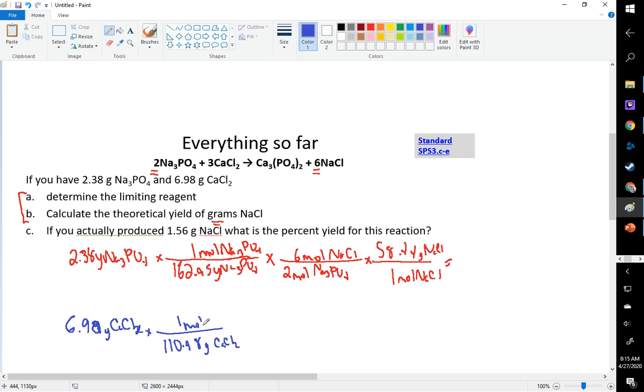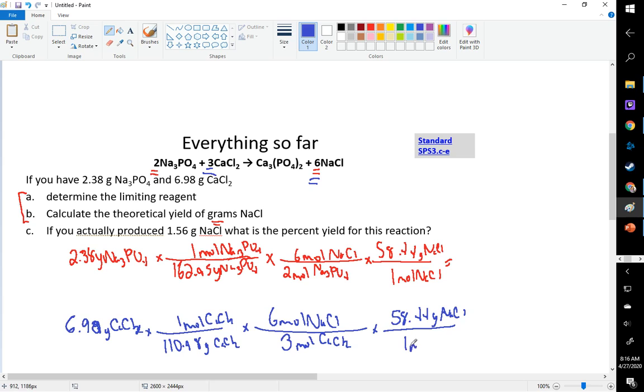So 1 mole would go on top. Calcium chloride. This time I'm going from here to here. So 3 moles goes on bottom, and 6 moles goes on top. And as I said before, the nice thing about this is the last step looks identical for both conversions. NaCl. So take a moment, type it.